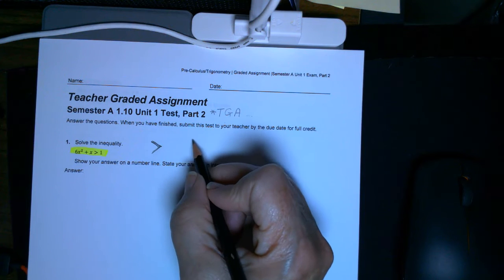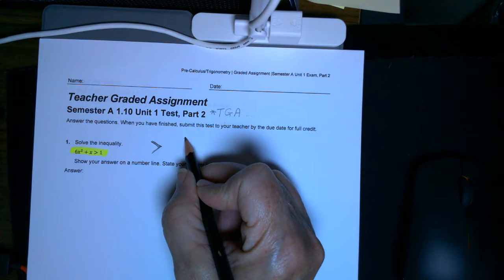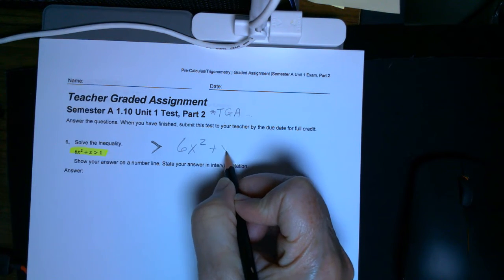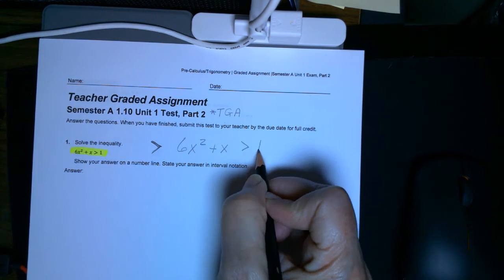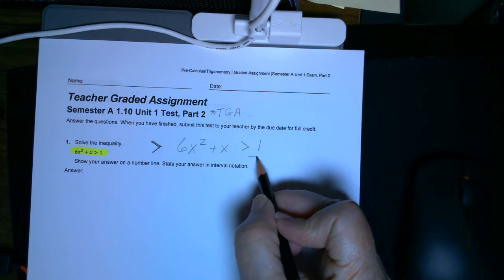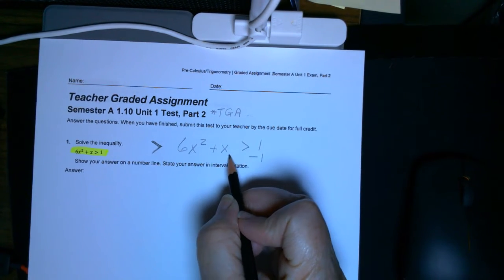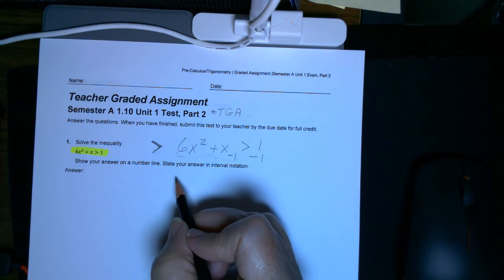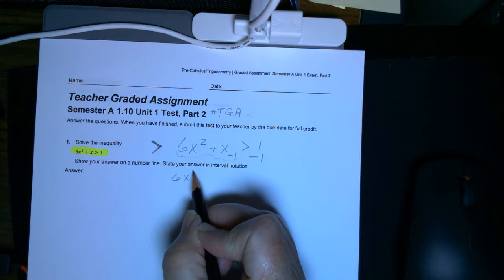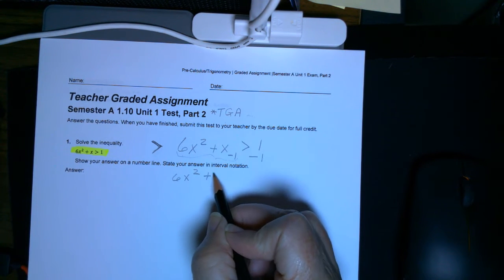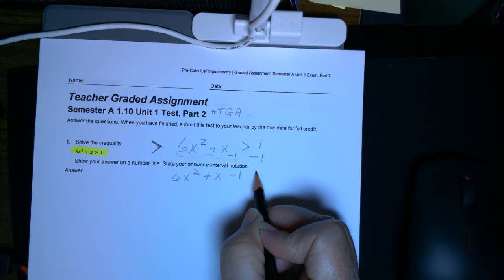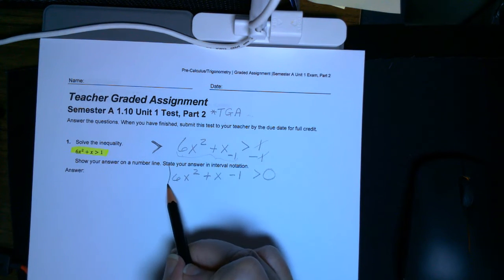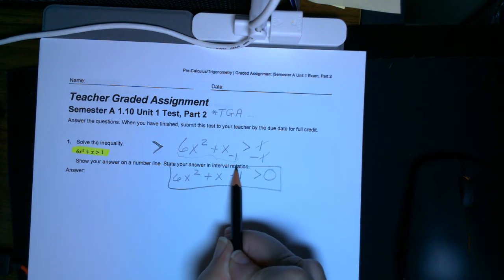I'm going to rewrite this so you can see it a little bit bigger. 6x squared plus x is greater than 1. So I'm going to subtract 1 from the right, and I'm going to subtract 1 from the left. Now on the left, these terms are all different, so we're just going to order them from the highest power. 6x squared plus x minus 1 is greater than 1 minus 1, which is 0. So we're going to be working with this just like we would an equality.